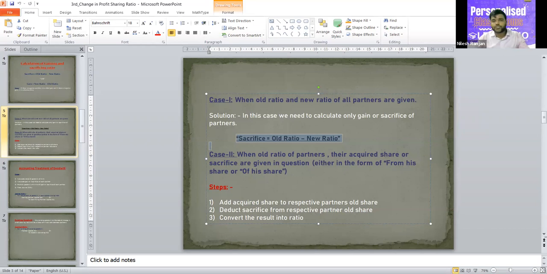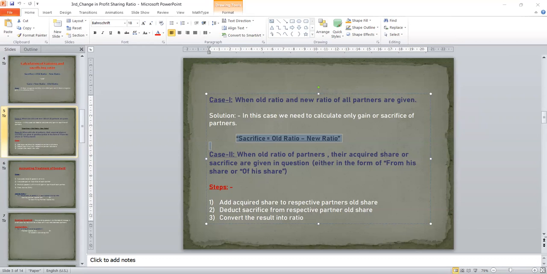And the new ratio is given with effect from 1st April 2016. They agree to share profit in the ratio of 4:3. It means now they have decided to change the ratio to 4:3. So it is the new ratio. Sir, how to calculate sacrifice? Sacrifice equals what is the formula? Old ratio minus new ratio.